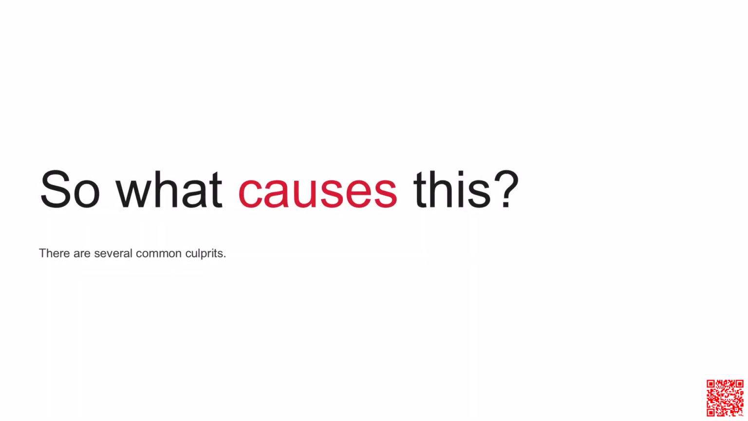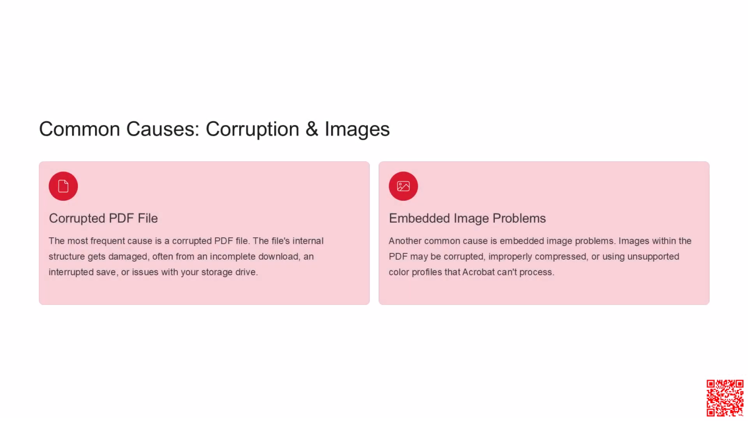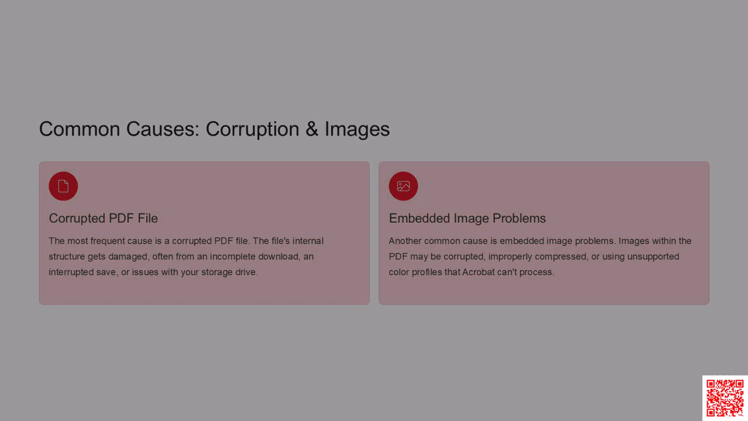So what causes this? There are several common culprits. The most frequent cause is a corrupted PDF file. The file's internal structure gets damaged, often from an incomplete download, an interrupted save, or issues with your storage drive. Another common cause is embedded image problems. Images within the PDF may be corrupted, improperly compressed, or using unsupported color profiles that Acrobat can't process.